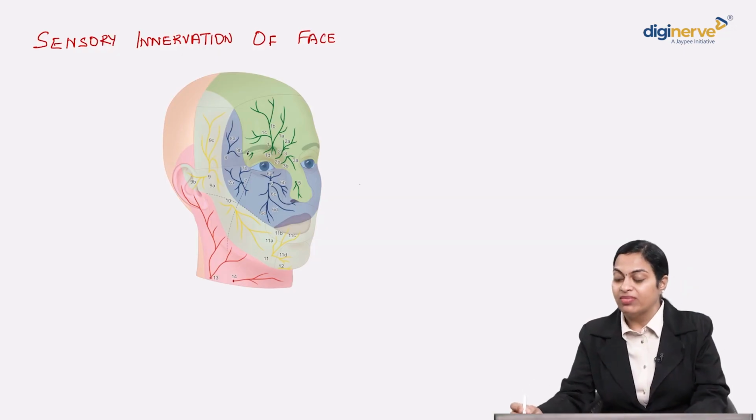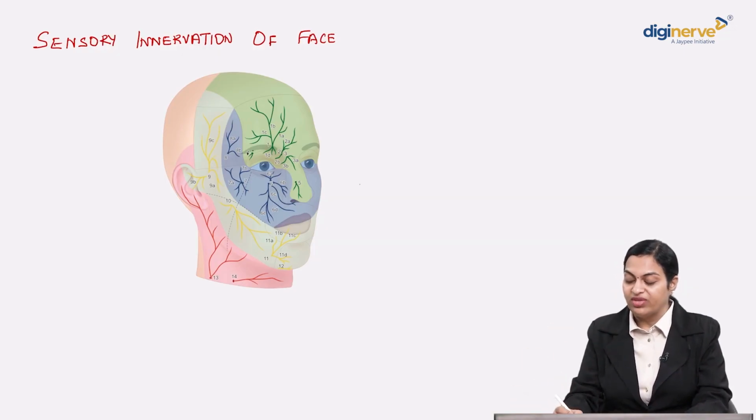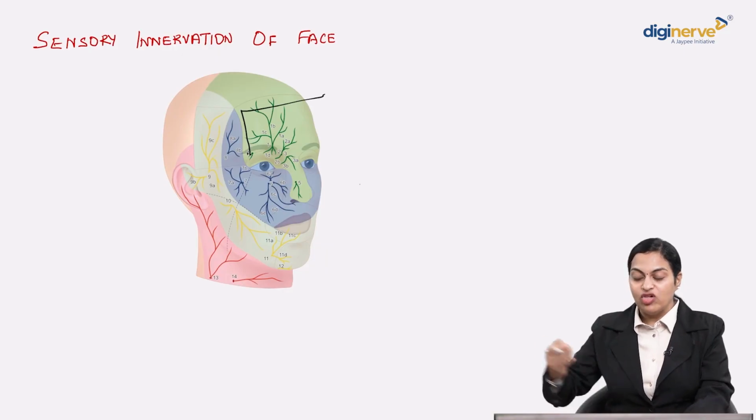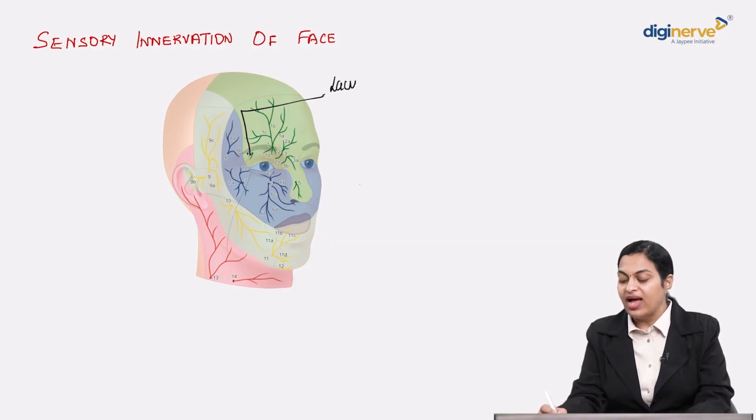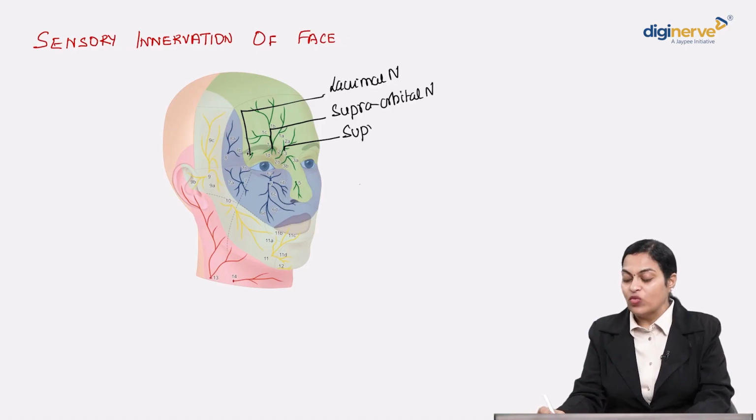So definitely we should learn the names of the branches of these divisions. The area shown here in green color, that is the skin of the face supplied by the ophthalmic division of the trigeminal nerve. So this one here is the lacrimal nerve. Just medial to it is the supraorbital nerve. And this one more medial is the supratrochlear nerve, right? And this one below is the infratrochlear nerve.